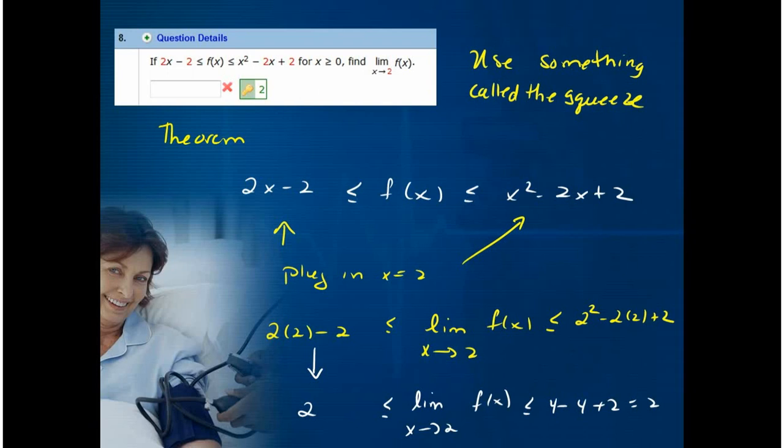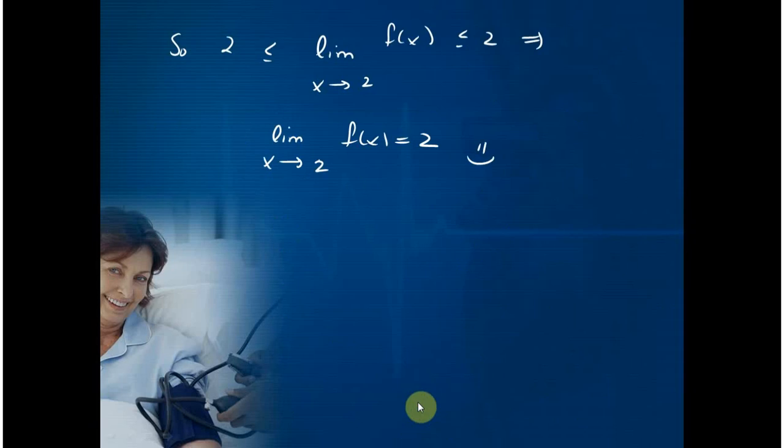So no problem here. I can just plug in x equals 2, and I get that on the left side, I've got it bounded below by 2, but on the right side, I've got it bounded above by 2. The only y value that's possible in the middle of these two is 2 itself. So therefore, the limit is actually equal to 2. And that's the squeeze theorem. Pretty simple.